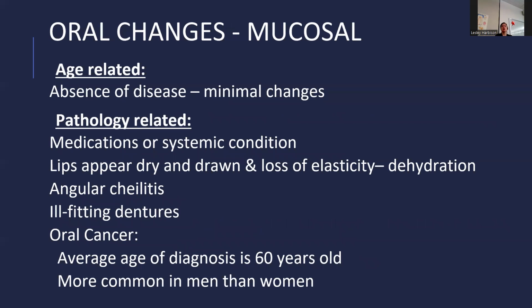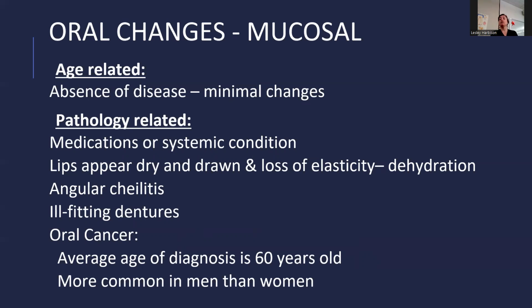Oral changes in the mucosa, again, minimal in the absence of disease, but if it's related to some kind of pathology or condition, medications or systemic conditions could certainly cause the tissue to be more thin and fragile. The lips appear drawn and there's a loss of elasticity. So we tend to see lines forming, and that can harbor bacteria and moisture, which can make it susceptible to bacterial growth or candida.